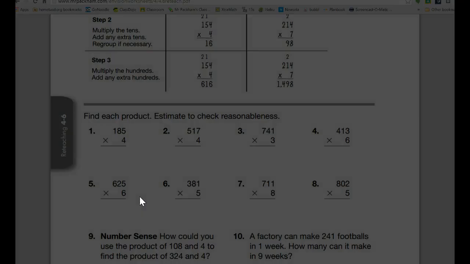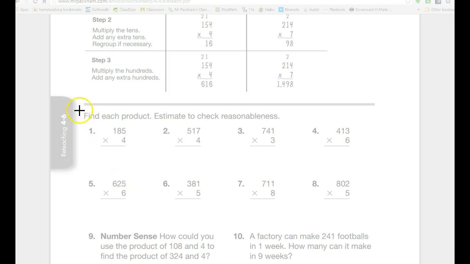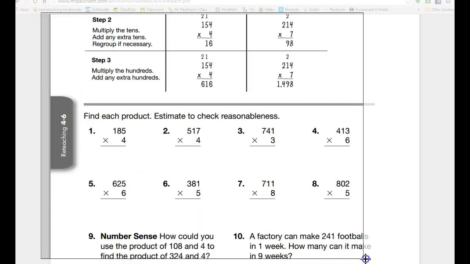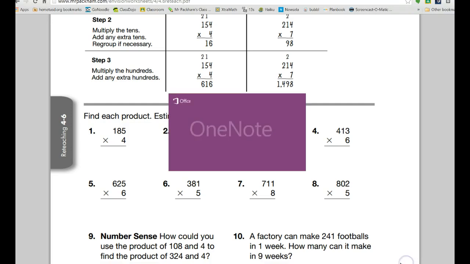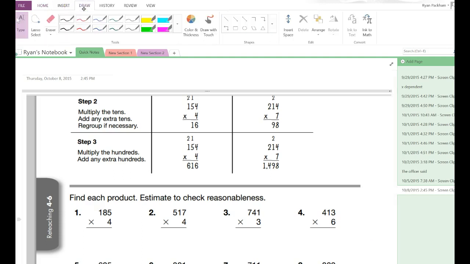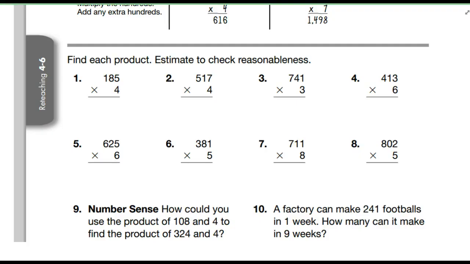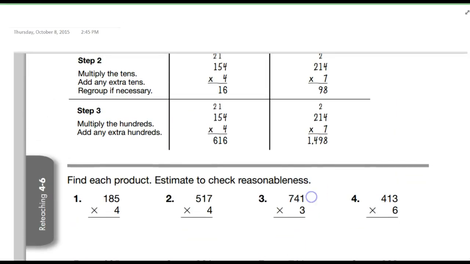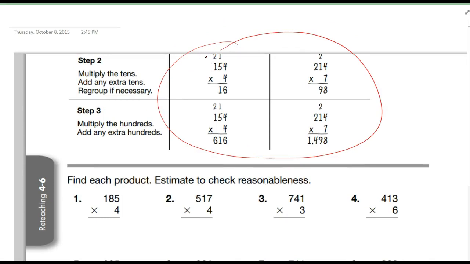Tonight I want you doing the reteach side, and that is going to be 3-digit by 1-digit multiplication. Let me go ahead and do a couple of demonstration problems for you. I do not want you using the standard algorithm, which is what they're showing you up here. This is not the way I want you practicing it, for a variety of reasons.